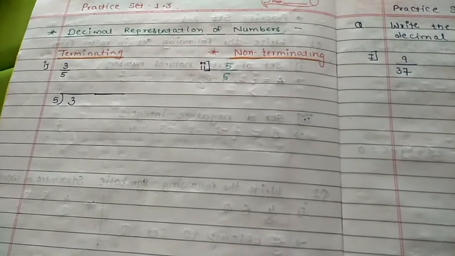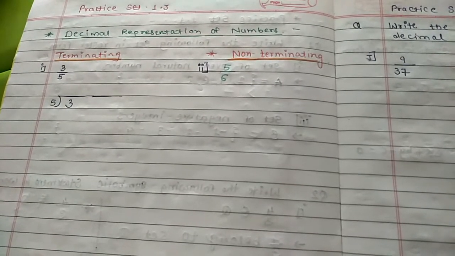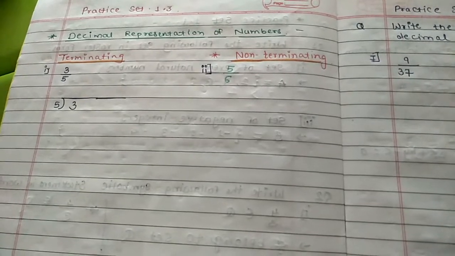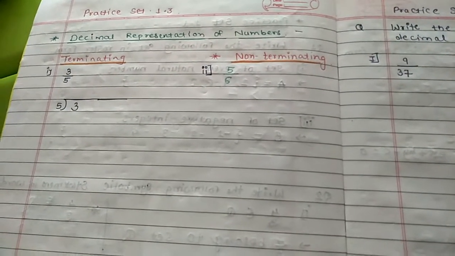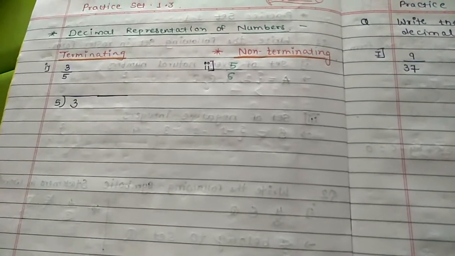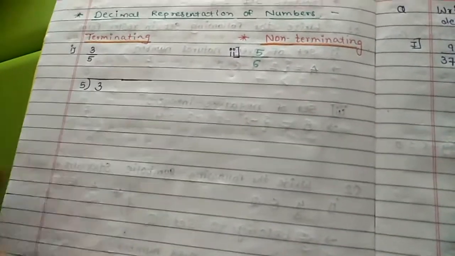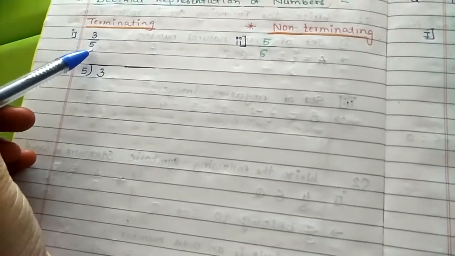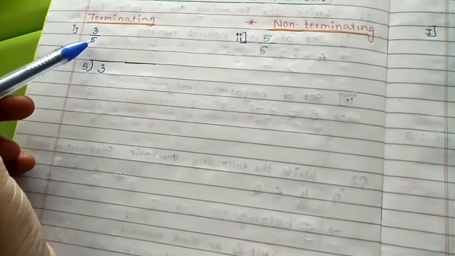So now I will explain which numbers are called terminating rational numbers, or which are called non-terminating rational numbers, and how to identify whether the given rational numbers are terminating or not. So now here, first example, suppose I am given 3 upon 5. The rational number is nothing but 3 upon 5.